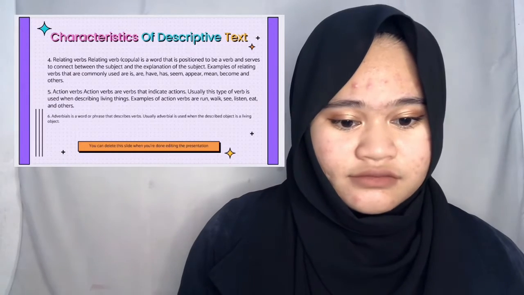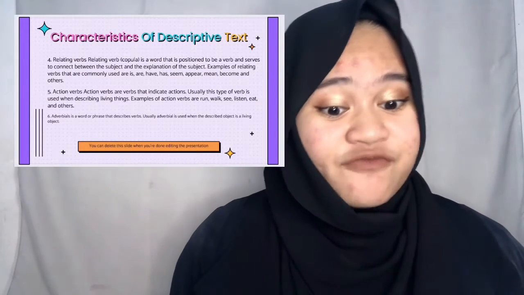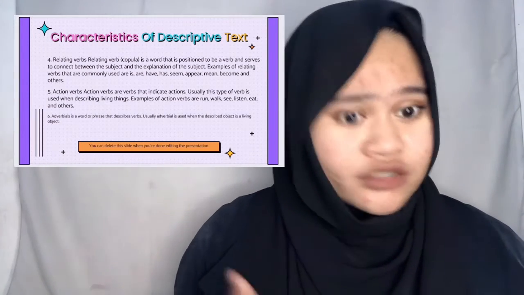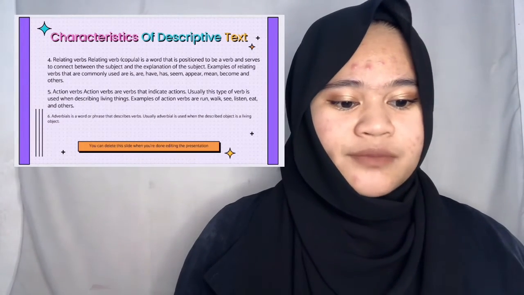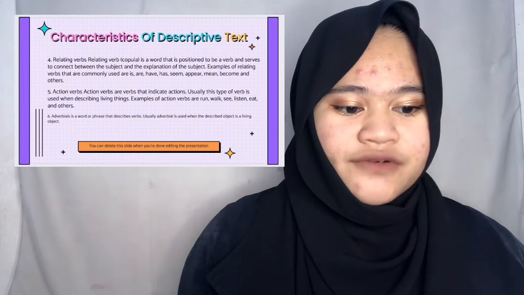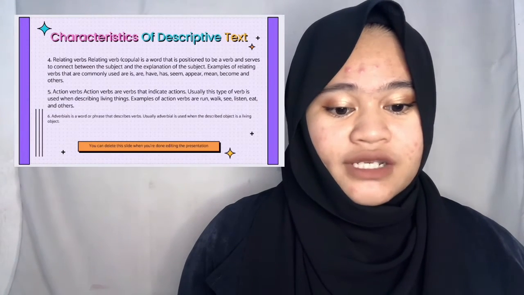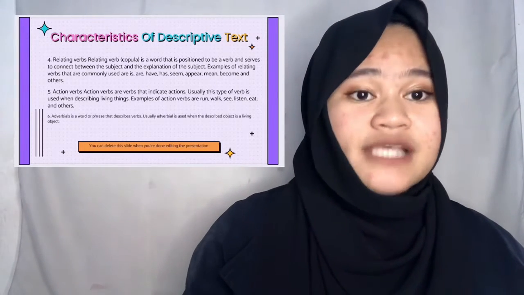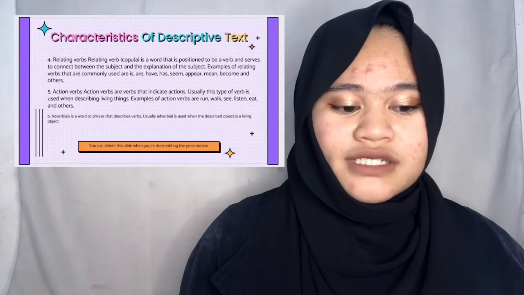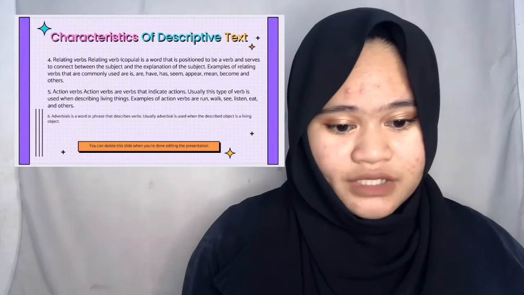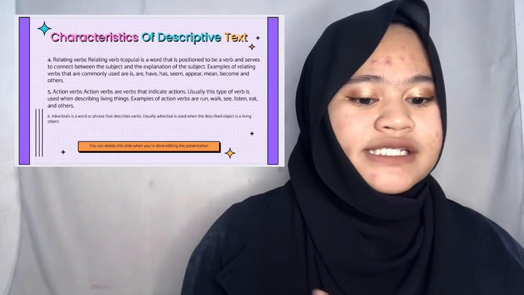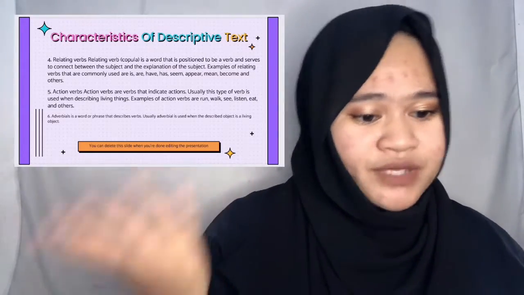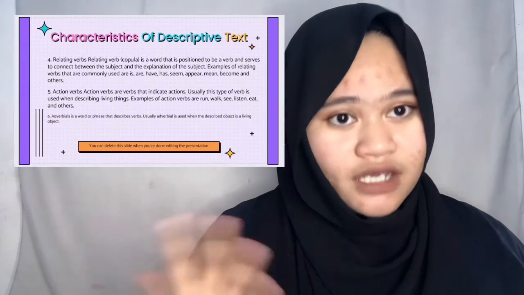And the fourth is relating verb. A relating verb, or copula, is a word positioned as a verb that serves to connect the subject and the explanation of the subject. Examples of commonly used relating verbs are is, are, have, has, seem, appear, mean, become, and others.